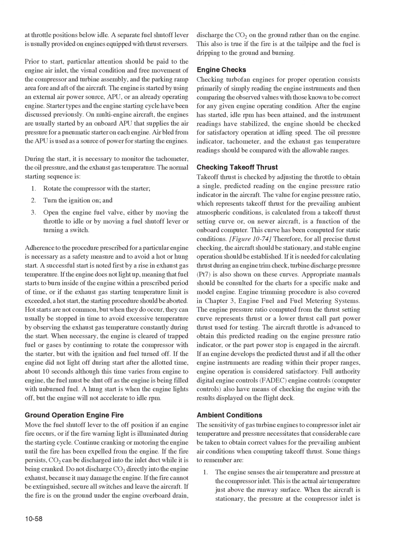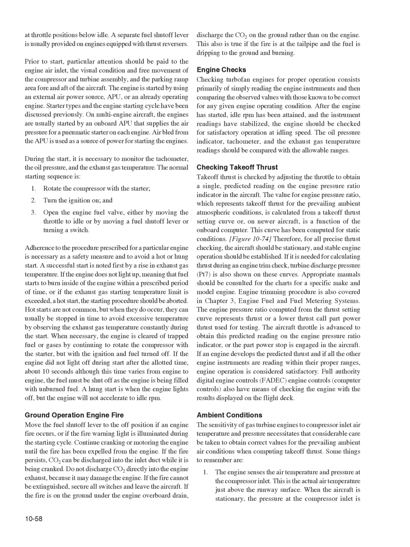The engine pressure ratio computed from the thrust setting curve represents takeoff thrust or lower thrust, called part power thrust, used for testing. The aircraft throttle is advanced to obtain this predicted reading on the engine pressure ratio indicator, or the part power stop is engaged in the aircraft. If an engine develops the predicted thrust, and if all the other engine instruments are reading within their proper ranges, engine operation is considered satisfactory. Full authority digital engine controls, FADEC, engine controls, computer controls, also have means of checking the engine with the results displayed on the flight deck.